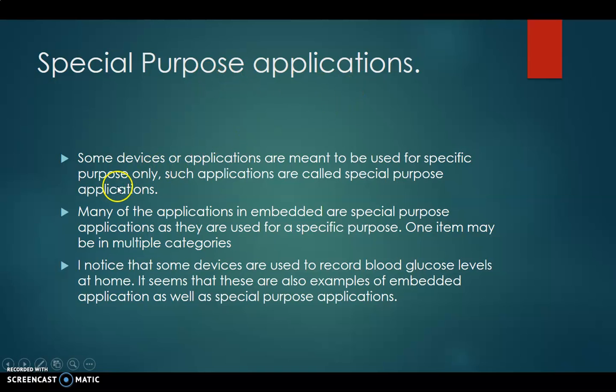Next, special purpose applications. Some devices or applications are meant to be used for specific purpose only. Such applications are called special purpose. Many of the applications in the embedded category are special purpose applications as they are used for specific purpose. One item may be in multiple categories also. I noticed that some devices are used to record blood glucose level at home. It seems that these are examples of embedded application as well as special purpose application. Though it is a small device, some small program is there, but it is for that particular purpose only. That's why we can say it is coming in the category of both special purpose and embedded.